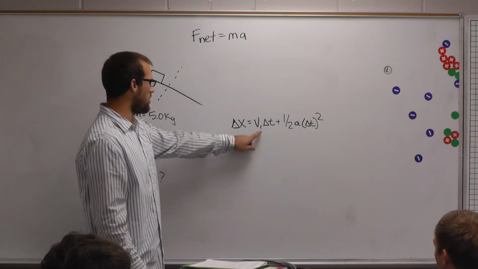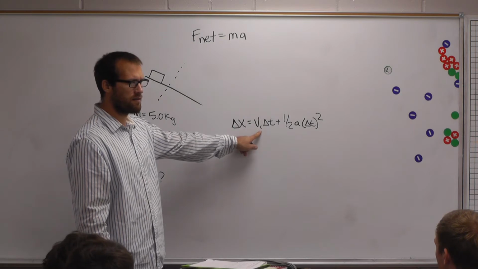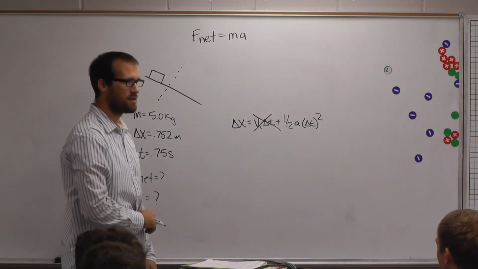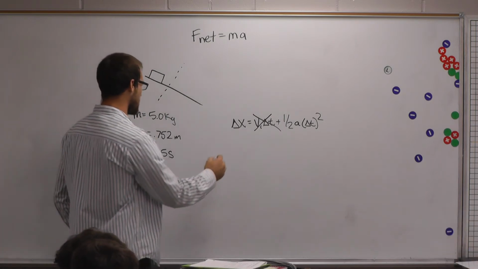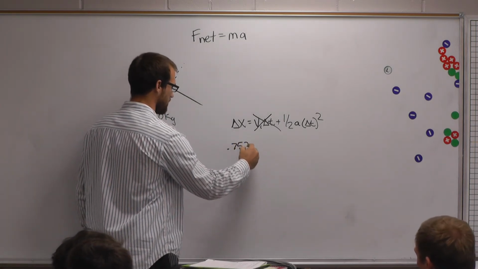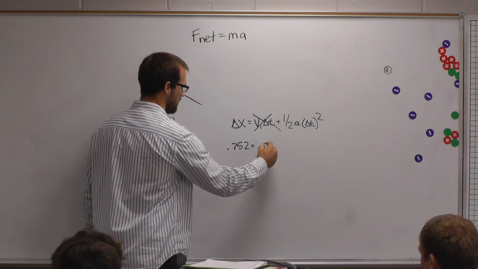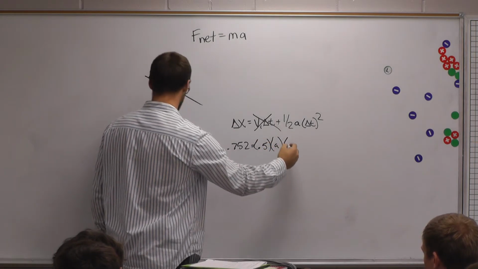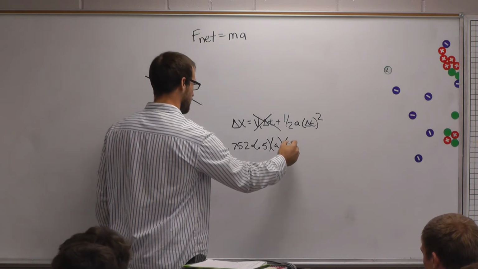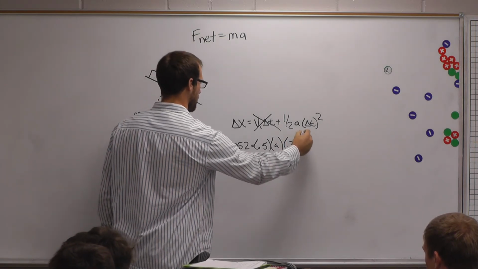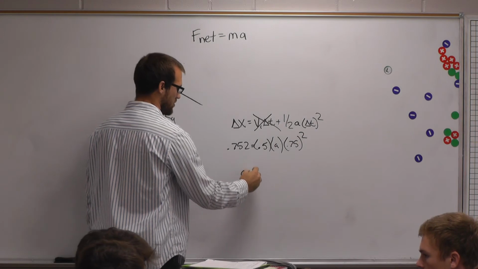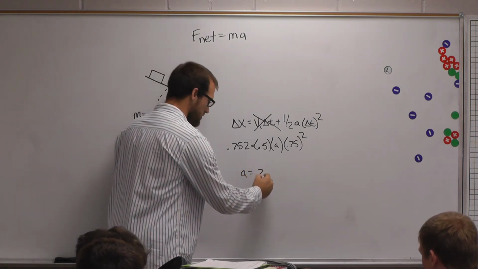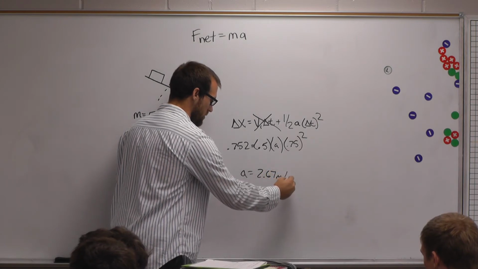Okay? What do we know? Do we know VI? No. Zero. It's zero, yeah. Oh, so it starts at rest. We have the change in x. And we know the change in time. Solve for A. I will do it quickly here for you for the sake of time. Your A is 2.67 meters per second squared.